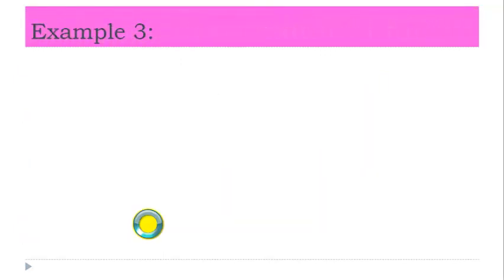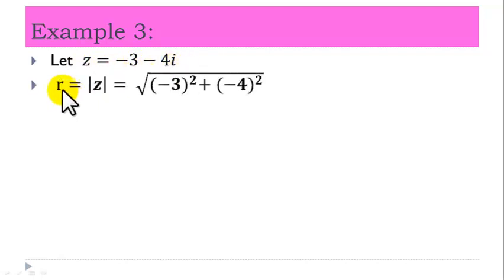Example 3. Now, let z equal minus 3 minus 4i. Then the modulus r is equal to the square root of minus 3 squared plus minus 4 squared. Minus 3 squared is 9, minus 4 squared is 16. 9 plus 16 will still give us 25 as before. So this is equal to the square root of 25, and the square root of 25 is 5. So the modulus of this complex number z is equal to 5.